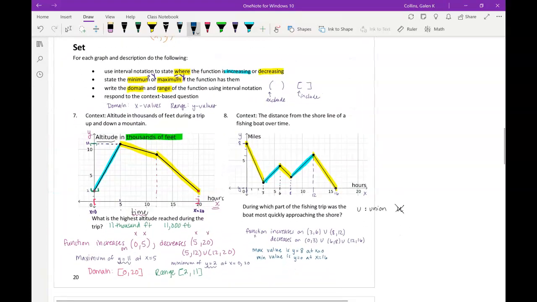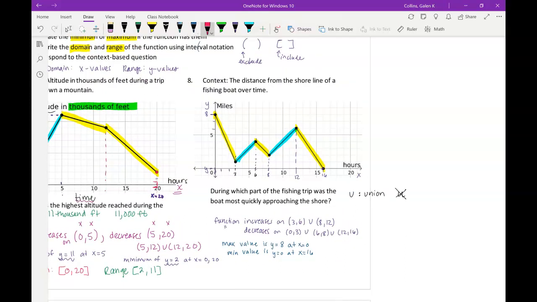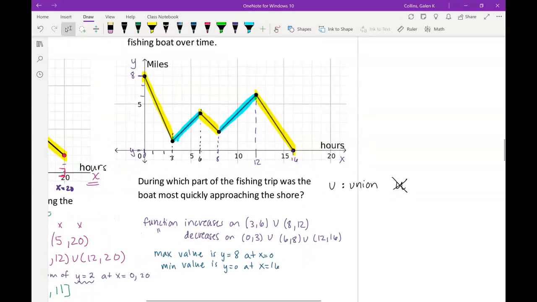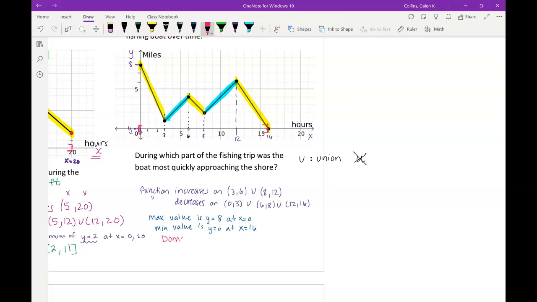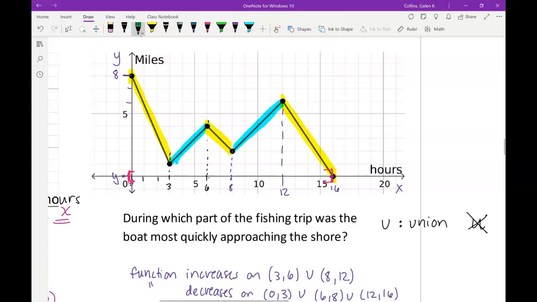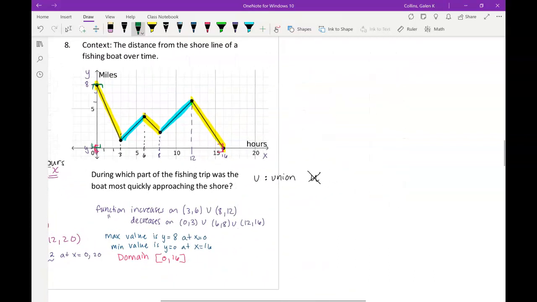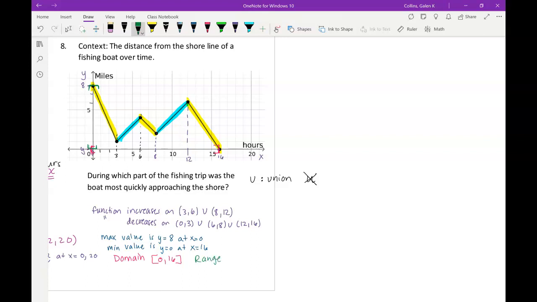All right, the domain and the range. So we said domain is all of the x values. And again, we have closed circles here. So from x equals 0 to x equals 16, that's where my domain is for this function. So domain is from 0 to 16. And then we said the range, similar idea, but we do it for our y values. So my minimum y value, we said, was 0. My maximum y value is 8. And again, I want to use brackets to include the 0 and the 8.